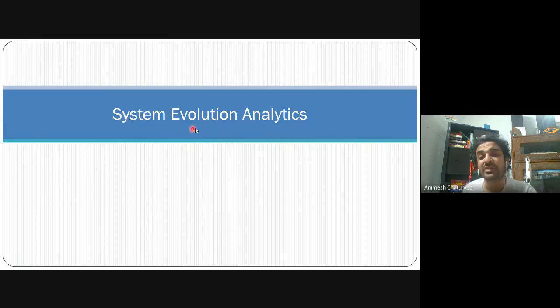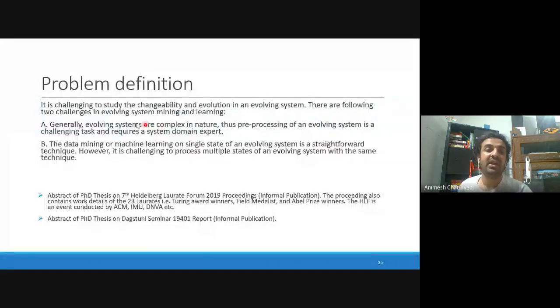Then we'll see what system evolution analytics is, and what the challenges and problems are that we need to face in system evolution analytics. System evolution analytics has challenging parts related to changeability and evolution, and various types of definitions are there. Basically, you have two important challenges during the mining and learning process. What are the two important challenges during evolving system mining and evolving system learning?